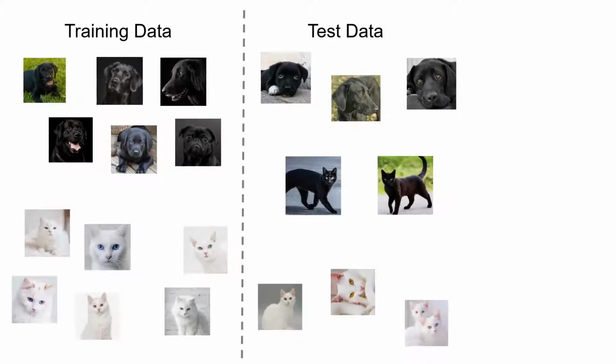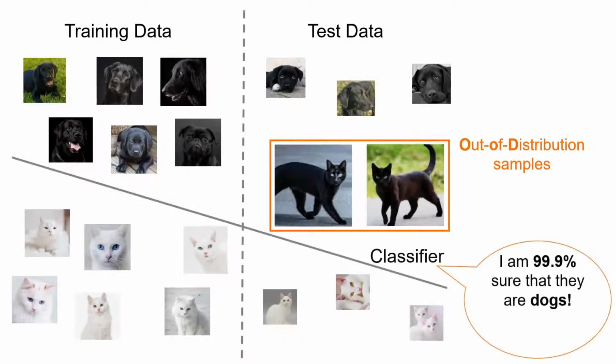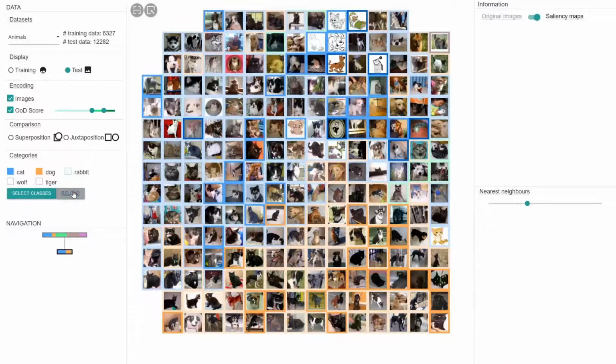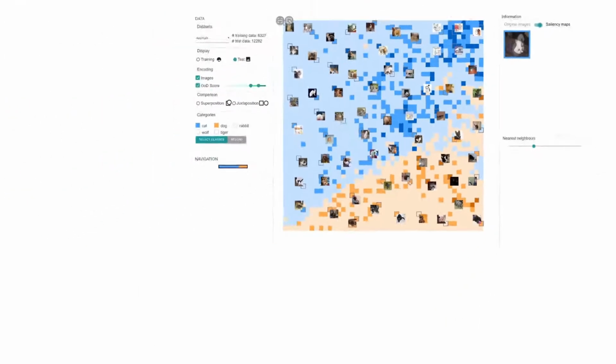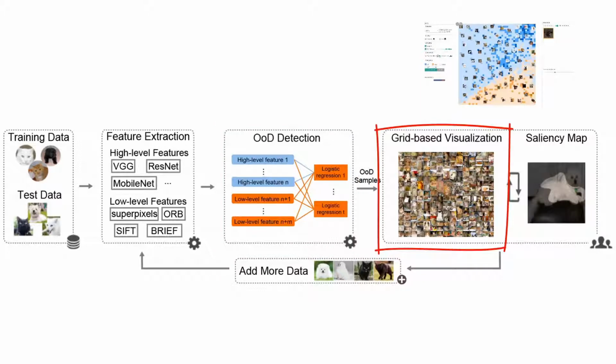Out-of-distribution samples refer to the test samples not well covered by the training data, like these black cats. They are misclassified with high confidence due to their black bodies. To explain why these samples are out of distribution, we developed OOD Analyzer, a visual analytics tool which provides an ensemble detection method and a grid-based visualization to detect and analyze out-of-distribution samples.